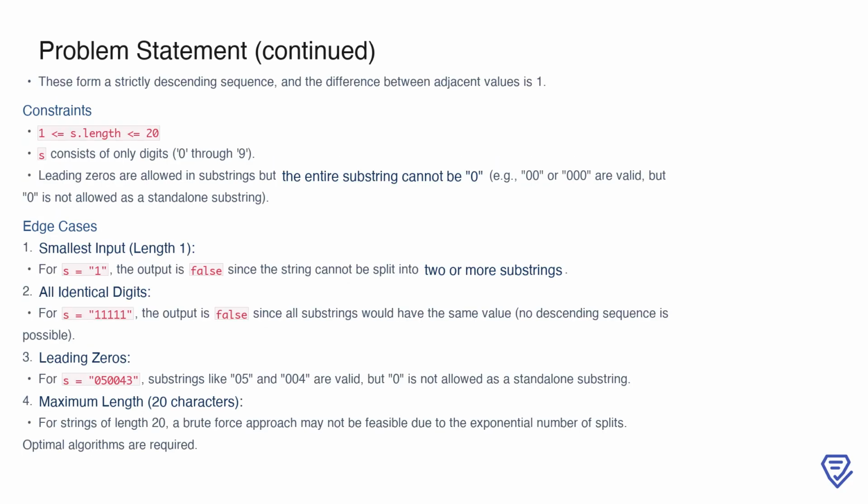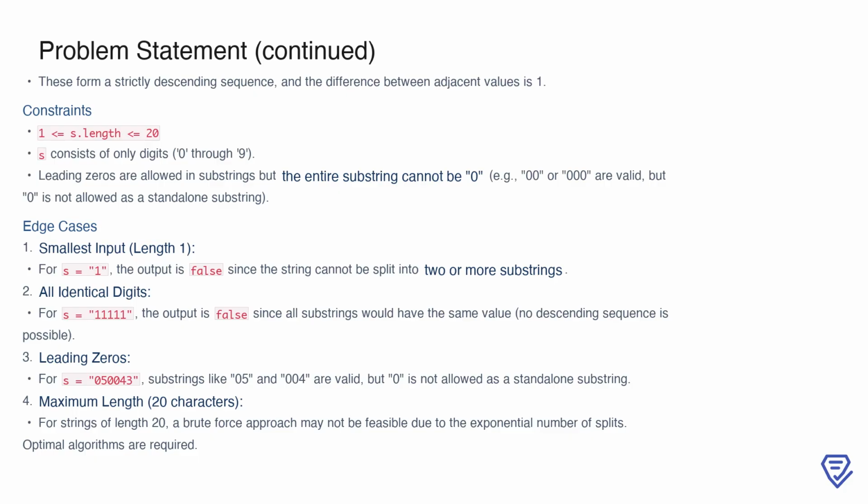Now, let's go over some important constraints and edge cases. First, the length of the string S is between 1 and 20, and it consists only of digits from 0 to 9. Leading zeros are allowed in substrings, but a substring cannot consist of just 0, for example, 00 or 000 are valid, but 0 is not.